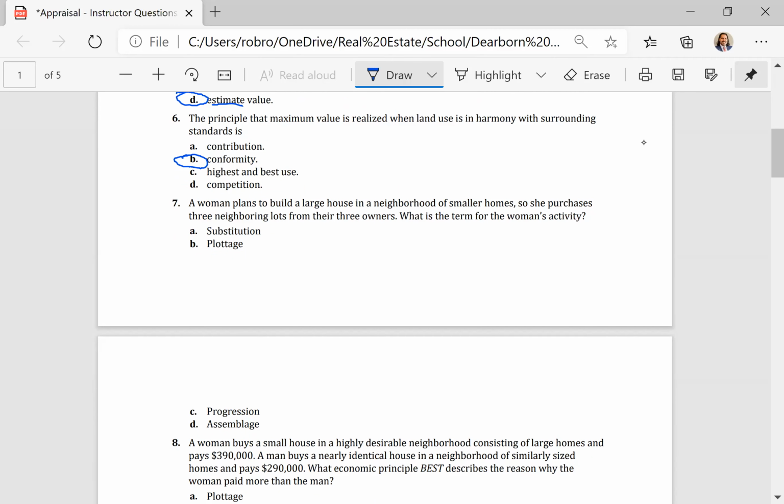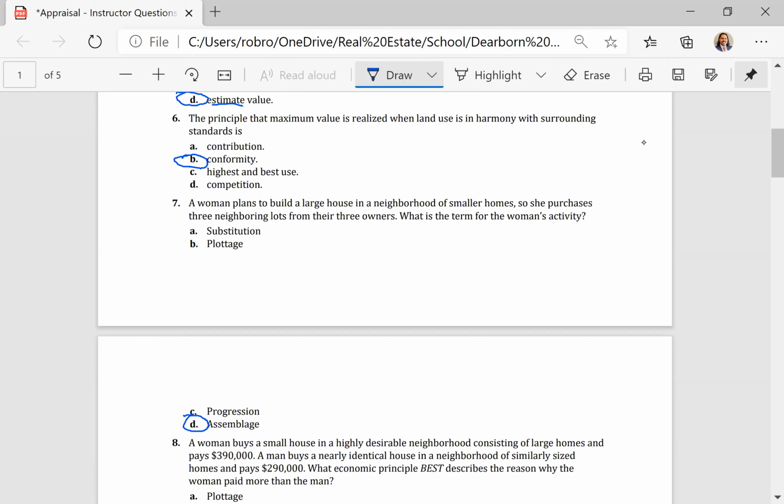This is why it gets tricky. The process of doing it is called assemblage. Plottage means that you're going to take the single larger lot to produce more money rather than the lots being separate. So the way that they say this, because she actually is doing it, it would be D, assemblage.